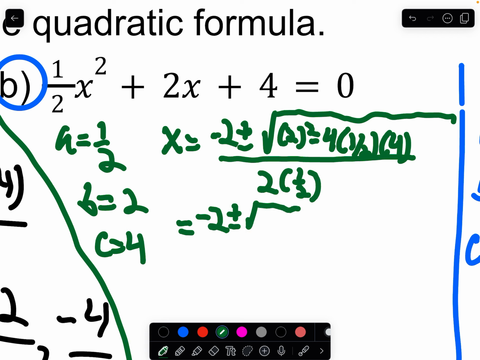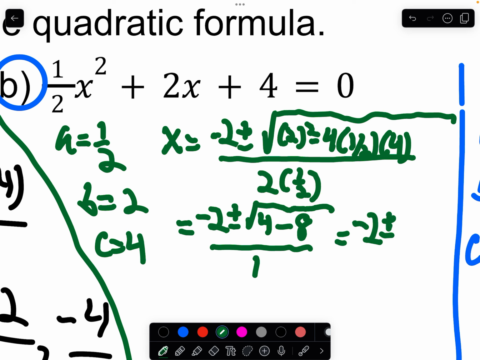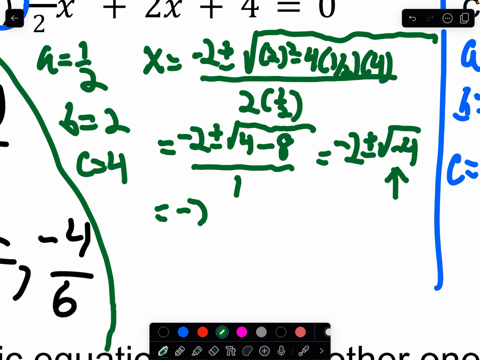So this becomes negative 2 plus or minus. Now 2 squared is 4. Then 4 times a half, I'm doing this back piece, 4 times a half, you use a calculator, it's 2 times 4 is 8. So it's 4 minus 8 over 1. 4 minus 8 is negative 4. And we have negative 2 plus or minus the square root of negative 4. Lo and behold, the square root of negative 4 is imaginary. To find the square root, we just pull the negative sign out. We think of it like this. And we know what the square root of 4 is. It's 2. And we know the square root of negative 1 is i.